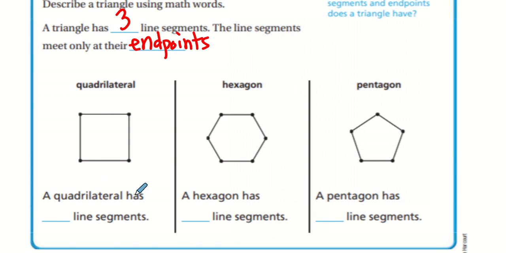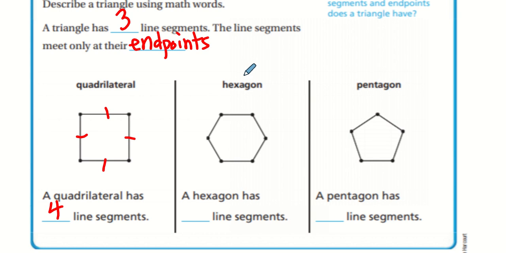It says a quadrilateral has blank line segments. So if we look at a quadrilateral, we can see here's a line segment, this is a line segment, this is a line segment, and this is a line segment, which means it has 4 line segments. From here to here is 1, here to here is 2, here to this point is 3, and from this endpoint to this point is 4. Quadrilaterals are 4-sided shapes, or 4 line segments.